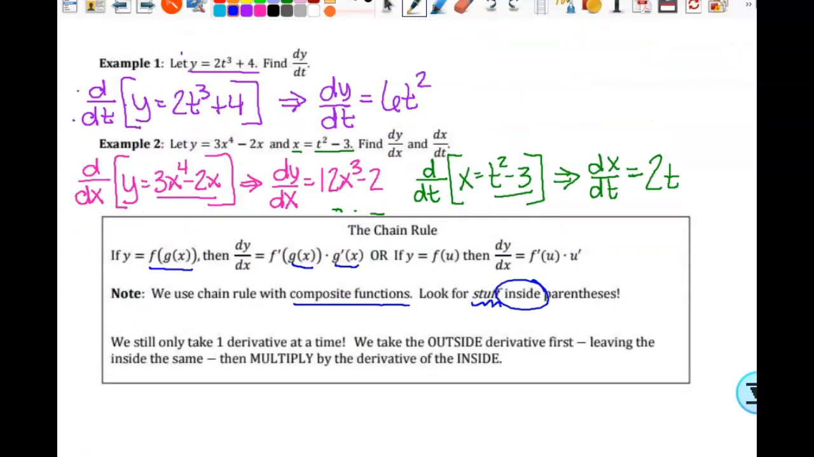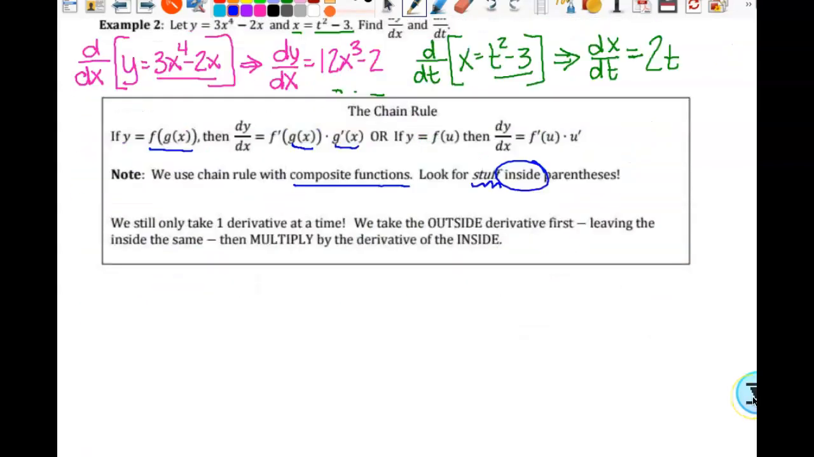Good. All right. And the most important thing to remember for this is we still only take one derivative at a time. One derivative at a time. Don't do two things at once. Okay? That's just like when we're doing the product rule. The derivative of the first times the second plus the first times the derivative of the second. Only one derivative at a time.